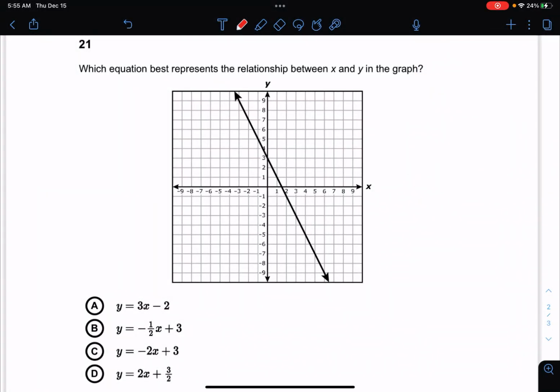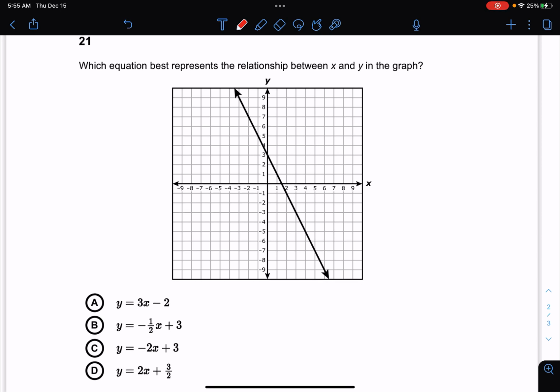All right, so this is question number 21, and this question asks which equation best represents the relationship between x and y in the graph. So we're looking at the relationship between x and y. It means we're trying to find which of these equations matches this graph.